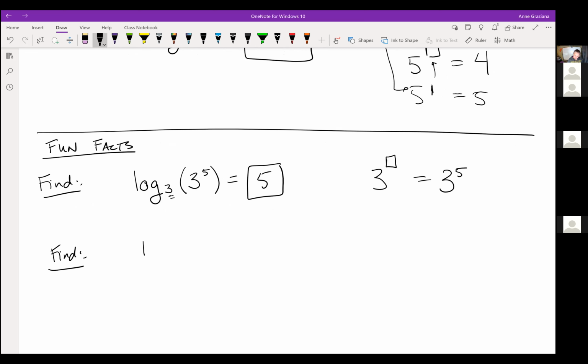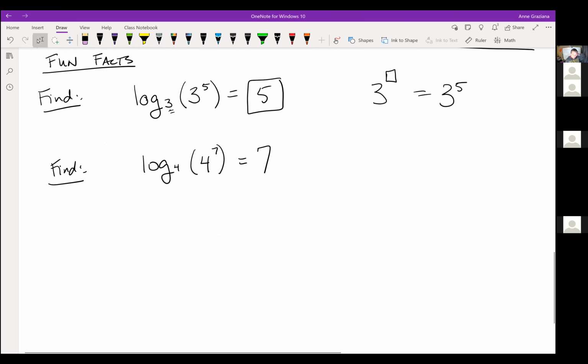Okay, let's try another one. Find log base 4 of 4 to the 7th. What power goes on 4 that will give me 4 to the 7th? 7. Yep, it's right there. Okay. All right, so you're probably thinking, okay, Anne, that's super obvious, right? If I'm asking myself to solve this, of course these are the same, right? That power that goes on 4 is 7. But look at this one.